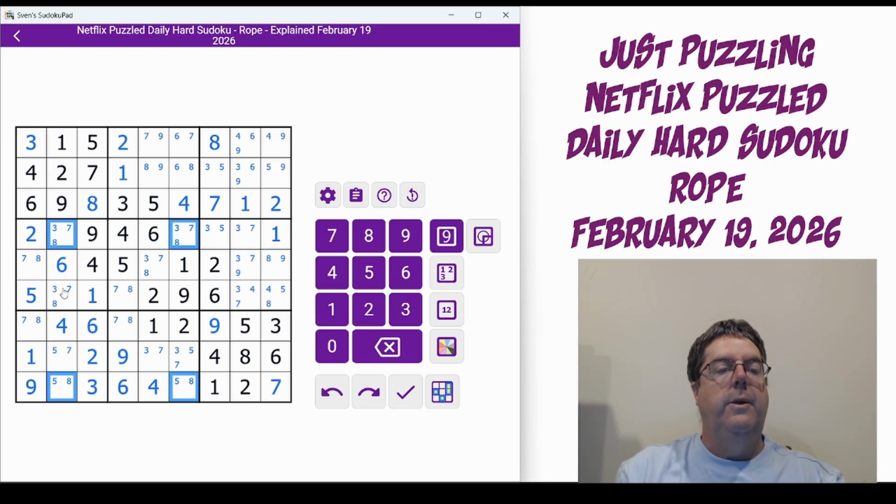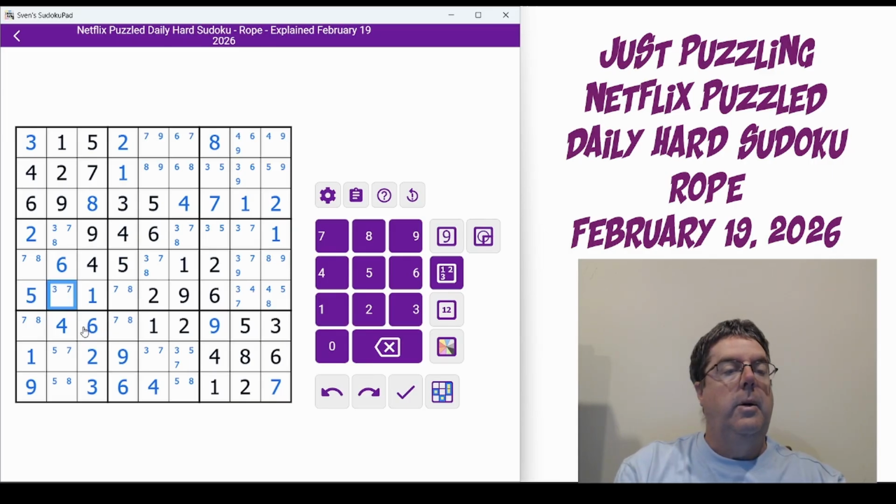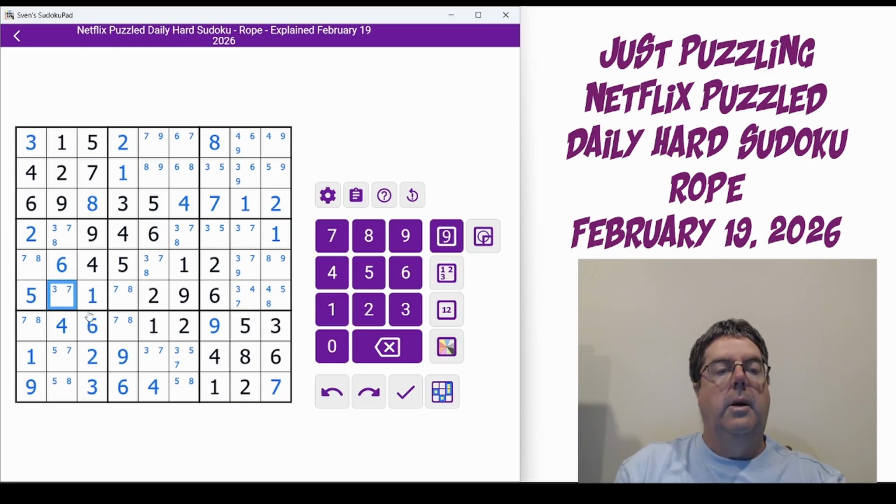So what that means for me is anything that matches up outside of that has to be out. So this one here can't be an 8. Okay, so X-wing, X-wing, 8, 8, 8, 8. So that there can't be an 8.